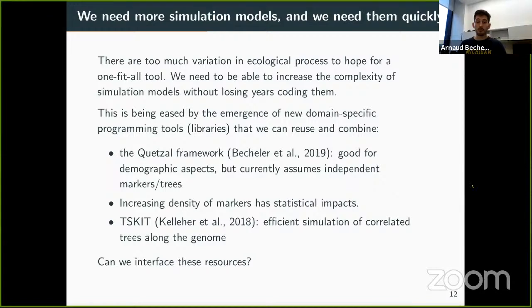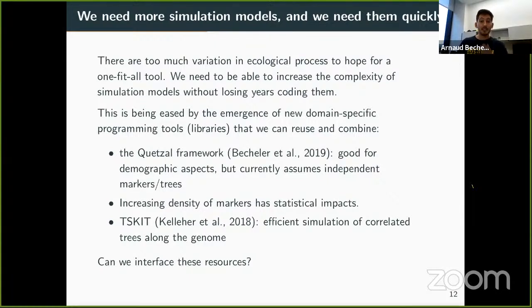One major drawback of Quetzal right now is that I did my best, but right now, in terms of simulating genetics, I can only simulate independent markers, that is, independent trees along the genome.